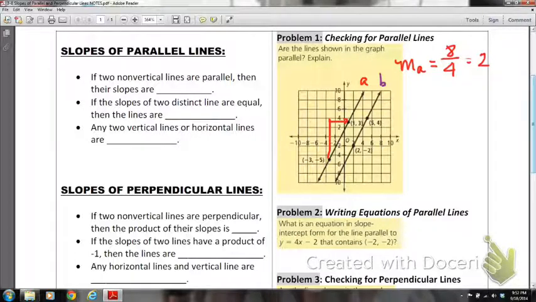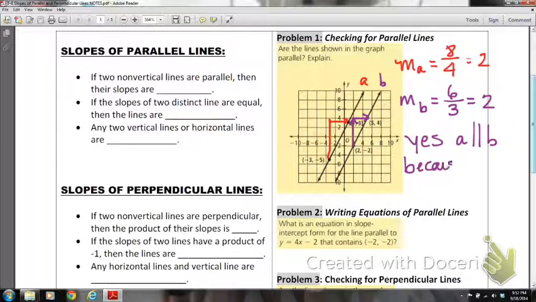For line B, the slope of line B, once again, we look at rise over run. The rise, I'm going up 2, 4, 6, and then going right 3, and that is again a slope of 2. So yes, line A is parallel to line B because their slopes are equal.